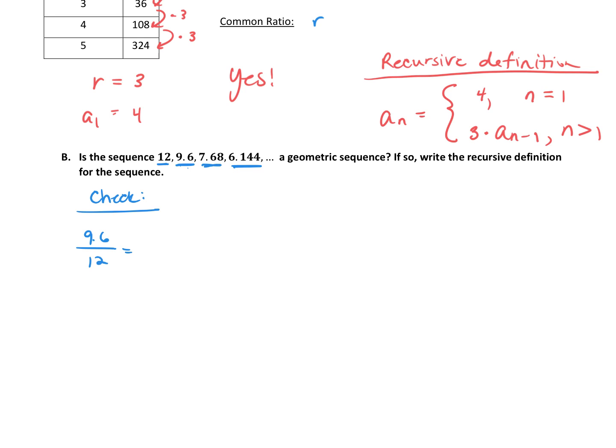And then we're going to check the third term, 7.68, and divide it by the term before that, which is 9.6. See what we get there. And then we're going to take the next term, 6.144, divide it by the term before, which is 7.68. So if we grab our calculators and we divide these out, for the first one, we get a 0.8. For the second one, we get another 0.8. And for the third one, we get another 0.8. Because this is a consistent number, that is the common ratio. So our common ratio is 0.8.